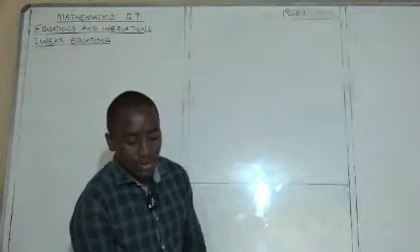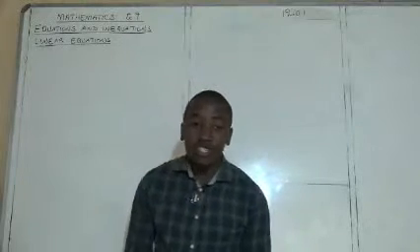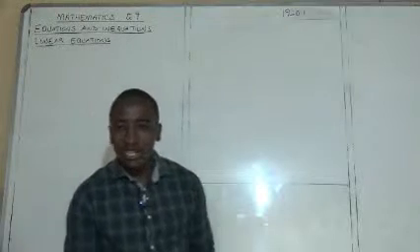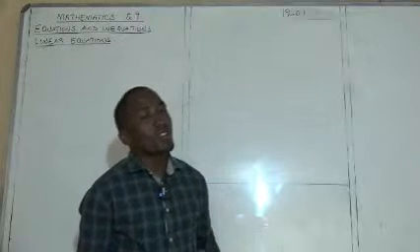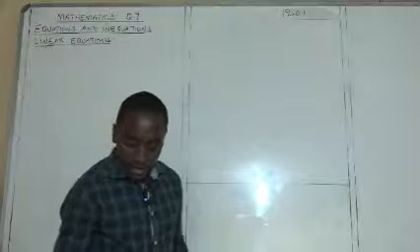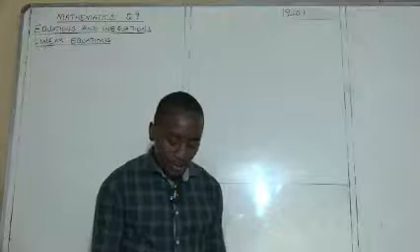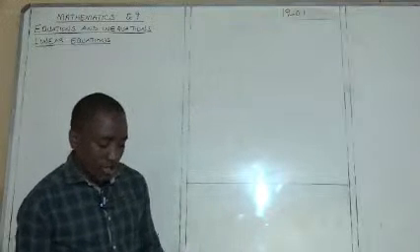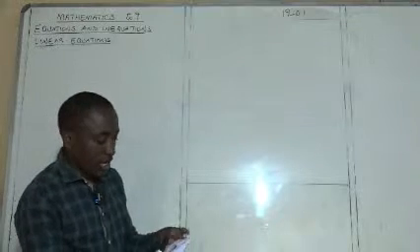Okay, so we are still looking at the topic which we started, which is equations and inequations. In the first lesson, we looked at how we can make one variable the subject of the formula, and in the second lesson, we looked at linear equations. In the second lesson, which was for last week, I gave you some questions as homework. So let's just look at the answers for the questions which I gave you.